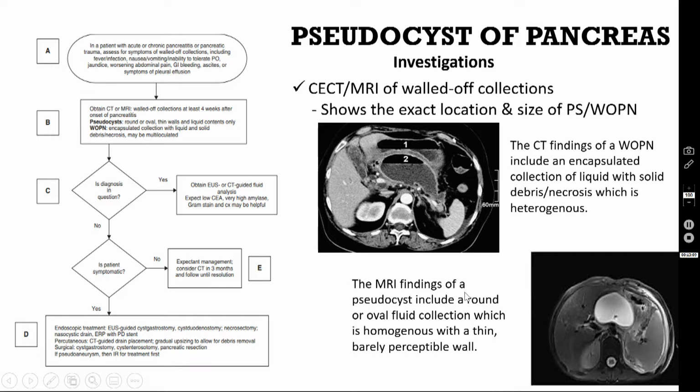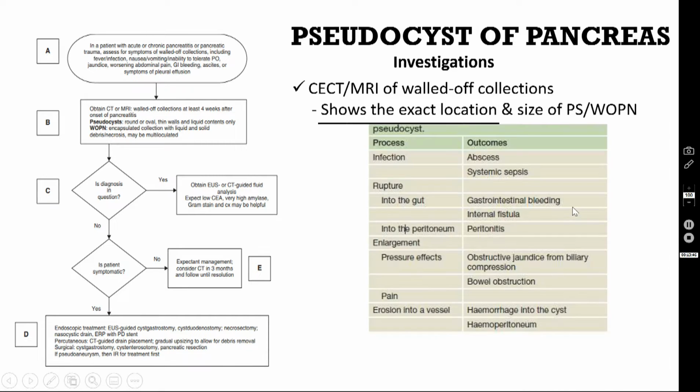You can also do MRI for this, where you can see the pseudocyst. Clearly you can see a round or oval fluid collection, which is again homogeneous with a thin wall. So if you are seeing a homogeneous appearance, that is pseudocyst. If you are seeing a heterogeneous appearance like that, that is the walled off pancreatic necrosis. Pancreatic necrosis usually will have a connection into the pancreatic duct, whereas if it is a pseudocyst, usually there won't be any connection with the pancreatic duct.